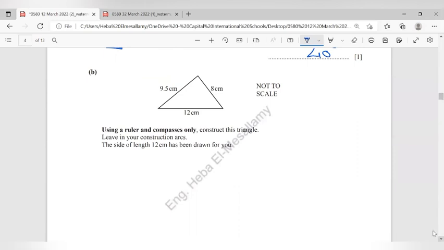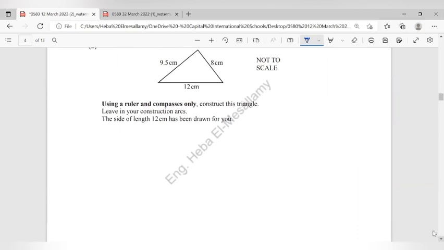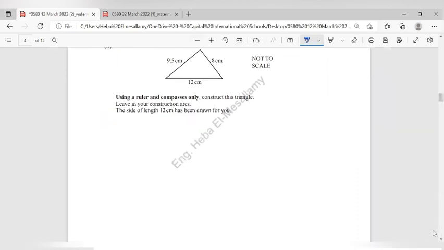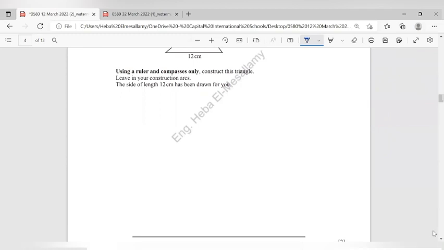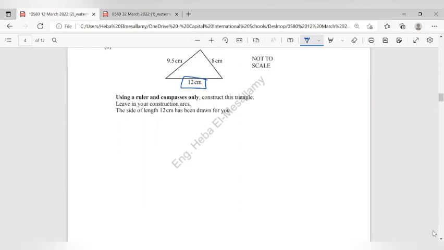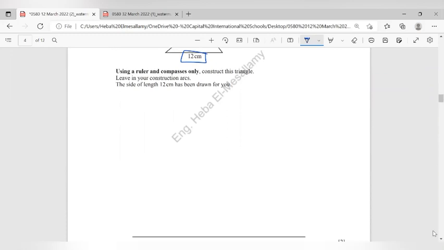Of course, it's not to scale, and I'm going to just copy the triangle into scale. So I have here the base is already drawn to me, 12 centimeters. I'm going to draw the other two sides, 9.5 and 8. For 9.5 centimeters, I will open the compass on the ruler with a distance of 9.5. I'll put the pin of the compass at this edge, and then I will make an arc.